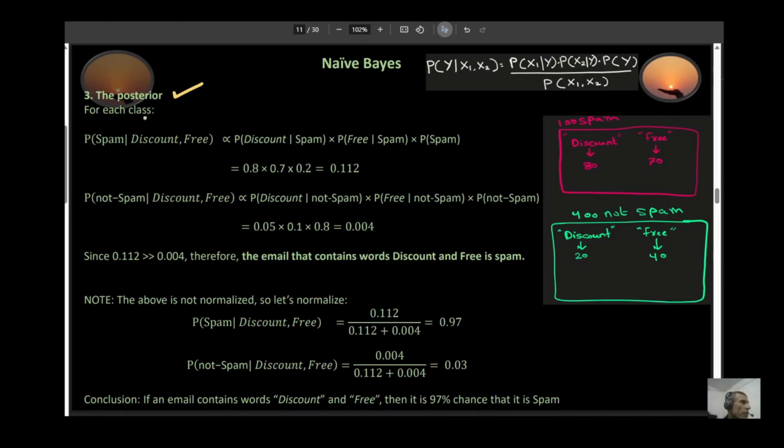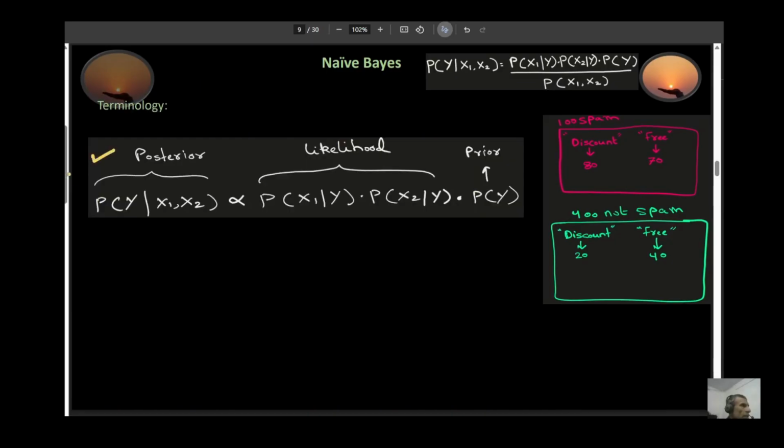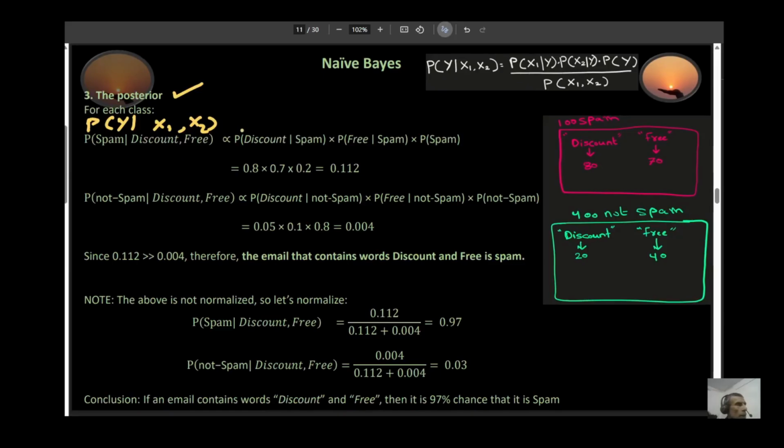And now the posterior. So for each class, calculate the probability of spam given that the email contains the words discount and free in it. In other words, you have to calculate the probability of Y given X1, comma, X2. And we know from this expression right here that that would be proportional to probability of your X1 given Y, multiplied by probability of your X2 given Y, times probability of your Y. And this is exactly what that expression is right here. Okay, substituting your values in there.